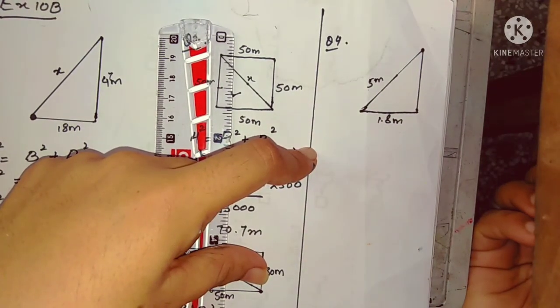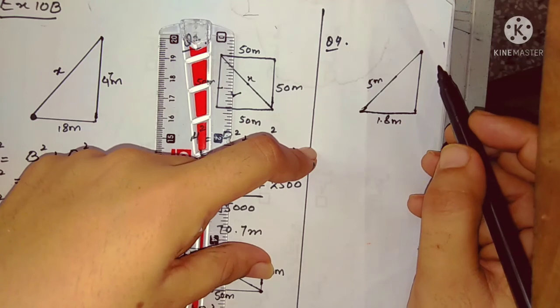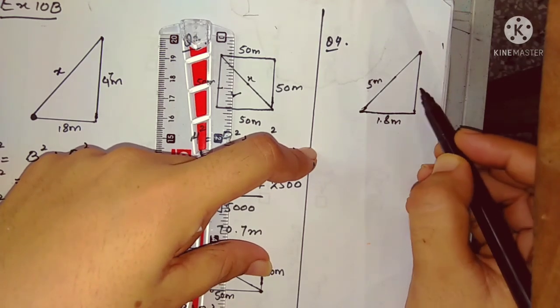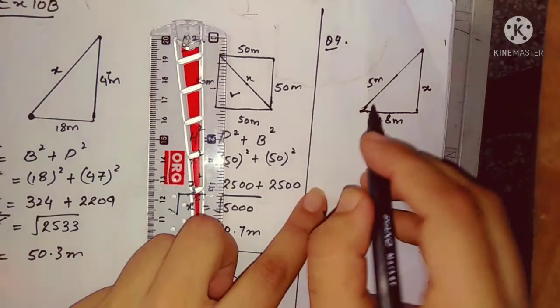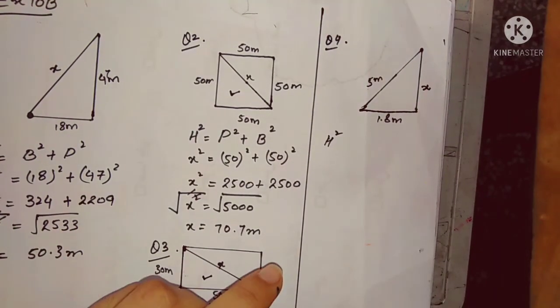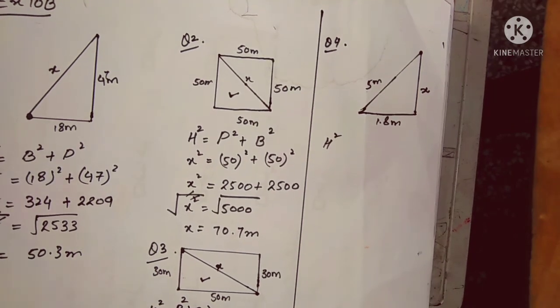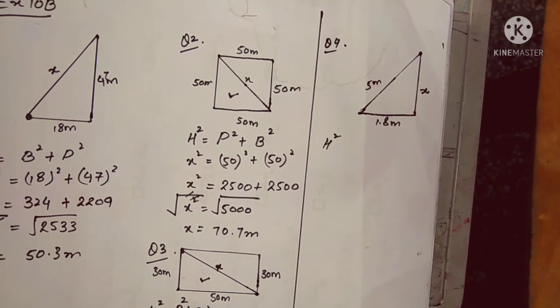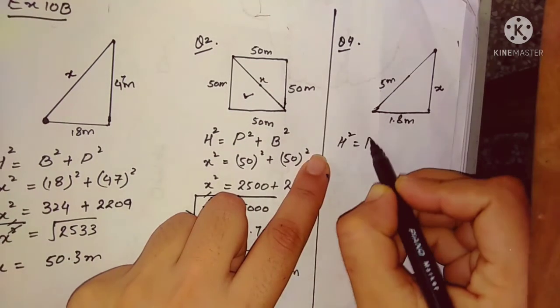Now they're saying, how far up the wall does the ladder reach? So it means that you have to find out this length. Okay, so let's find out. We will use the formula of the Pythagoras theorem, which is hypotenuse square is equal to perpendicular square plus base square.